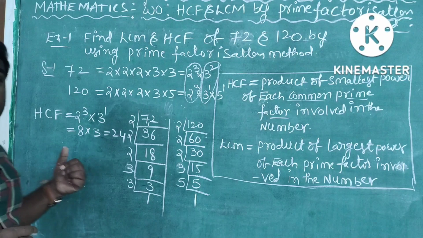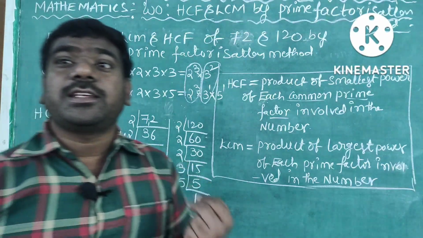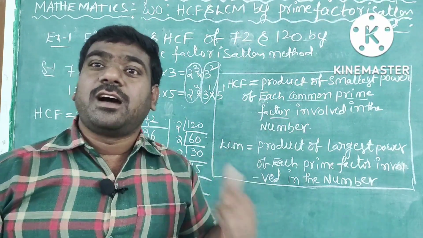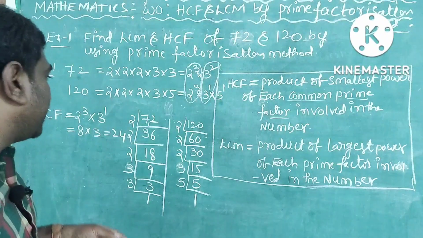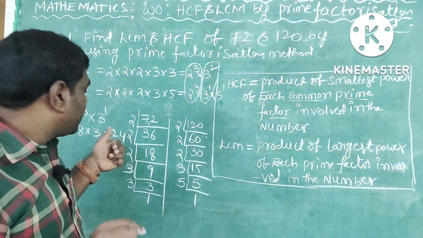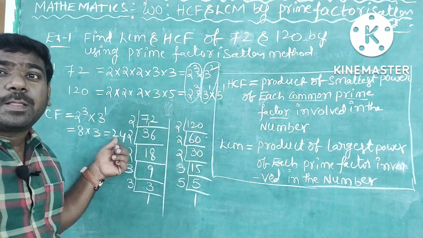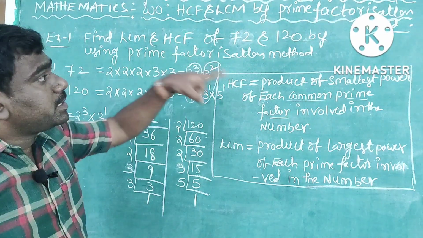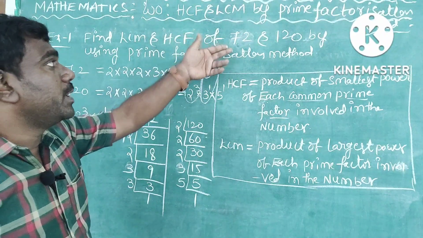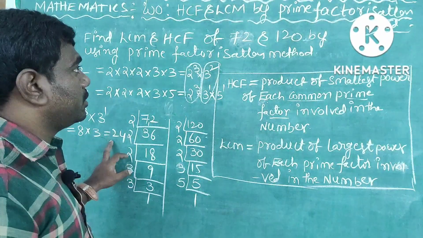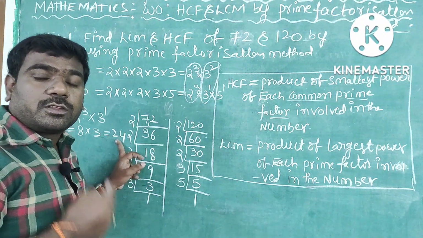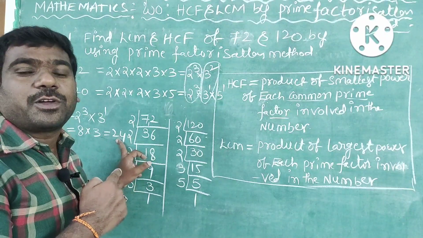So as I told you previously, how do we verify whether our answer is correct or wrong? A very simple manner. We already know the definition: HCF is a number which divides the given two numbers. So 72 is divisible by 24, and 120 is also divisible by 24. So our process is correct.